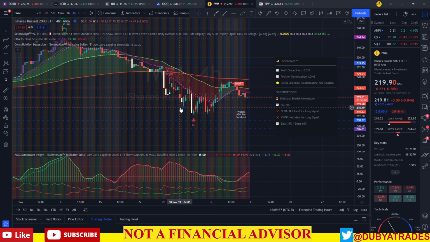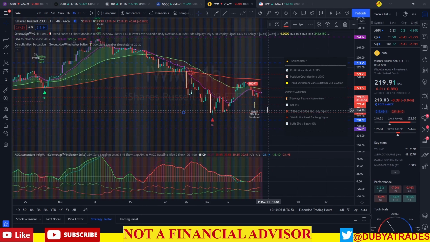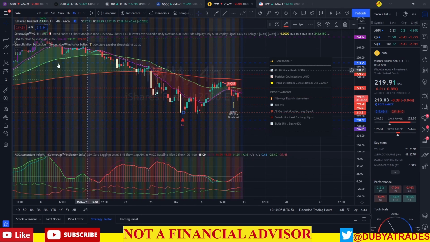Let's change this up a little bit. Right there. So between that red and the blue is where we're looking for the Russell to come back down to.